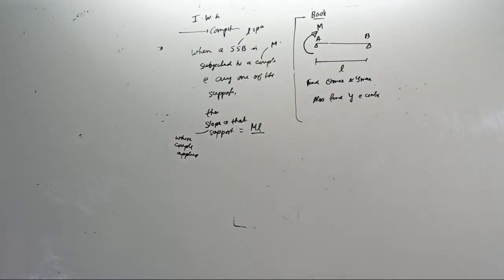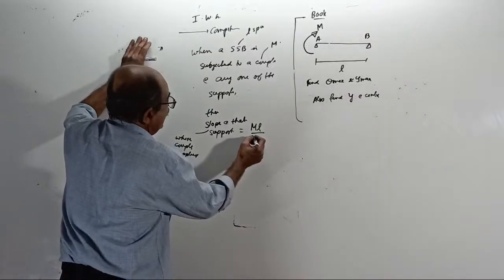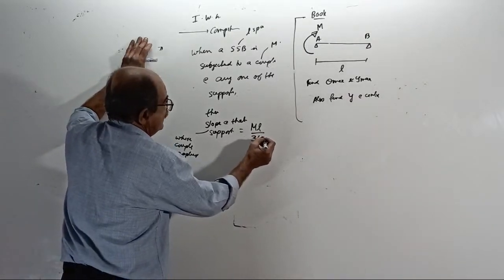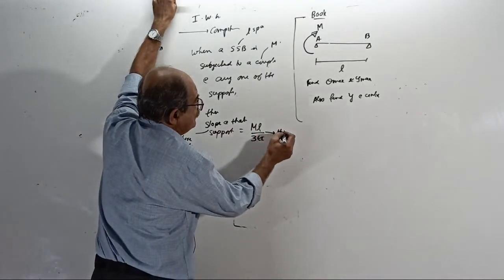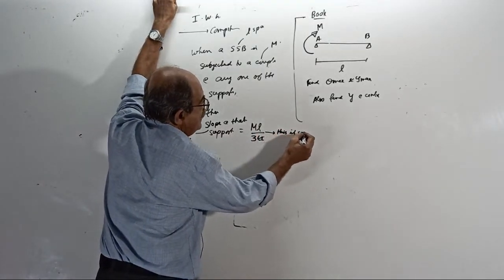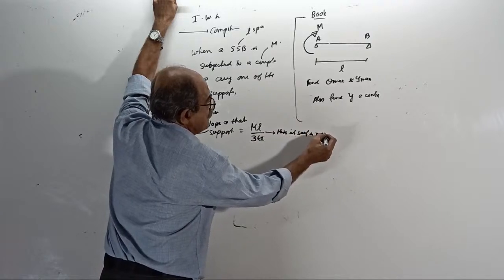ML by, if you do not know, tell don't know. That's 2EI, or the other case, ML by 3EI. And this itself is the maximum slope.